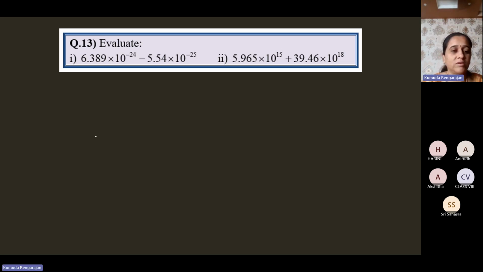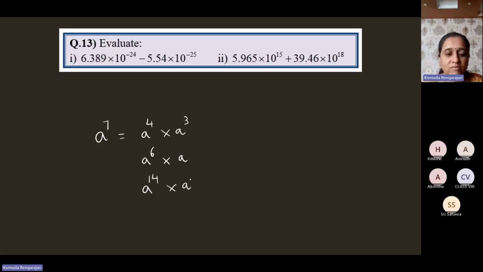Supposing you have, say, a to the power 7. You can write this as a to the power 4 into a to the power 3. Or you can write it as a to the power 6 into a. Or you can write it as a to the power 14 into a to the power minus 7. You can write it in so many ways. Actually, infinitely many ways.